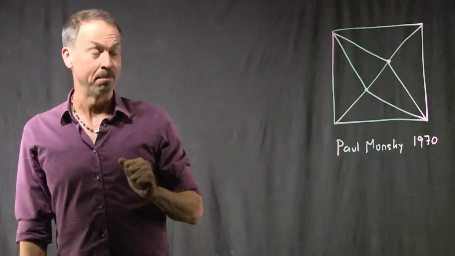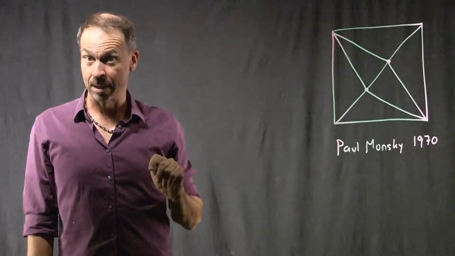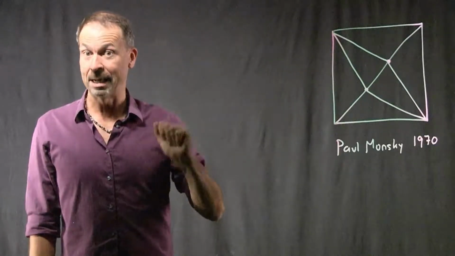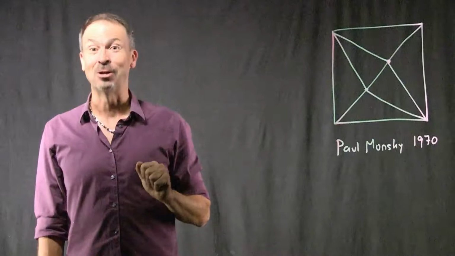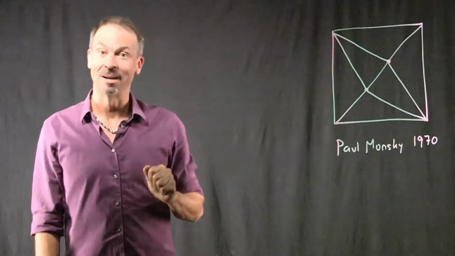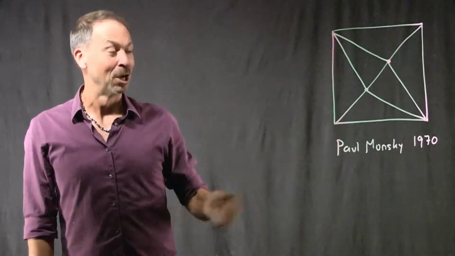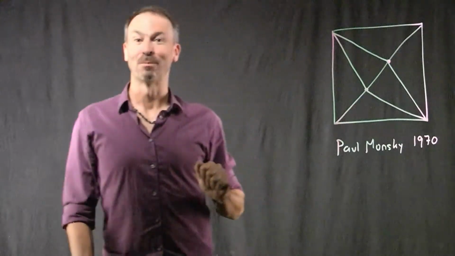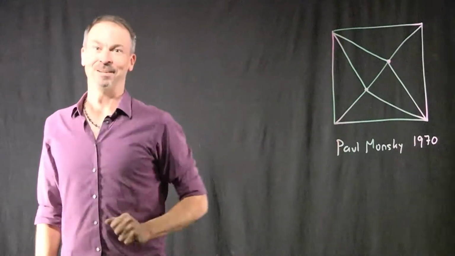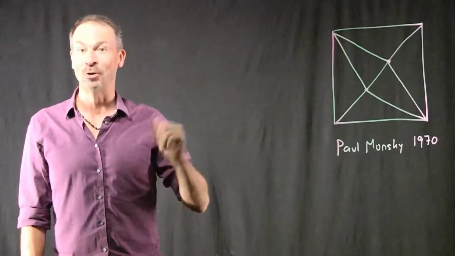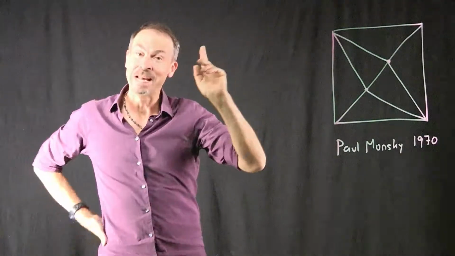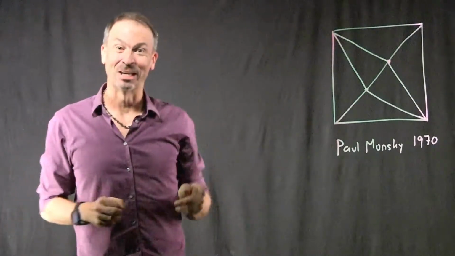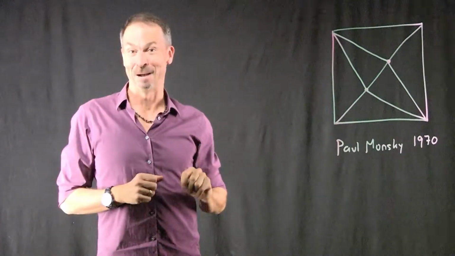A real challenge would be, is it possible to divide a square into an odd number of triangles, each of the same area? And you try it, and you try it, and you try it, and you find you can't seem to do it. And in fact, Paul Monsky in the 1970s managed to prove it is impossible to subdivide a square into an odd number of triangles of the same area. Whoa. And the way he proved that result was actually with 2-adic numbers.